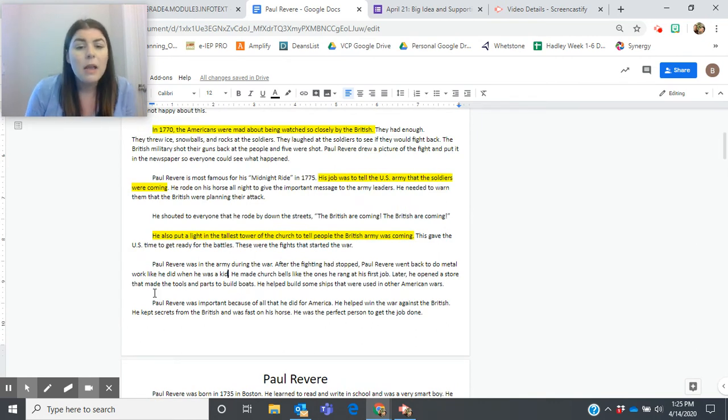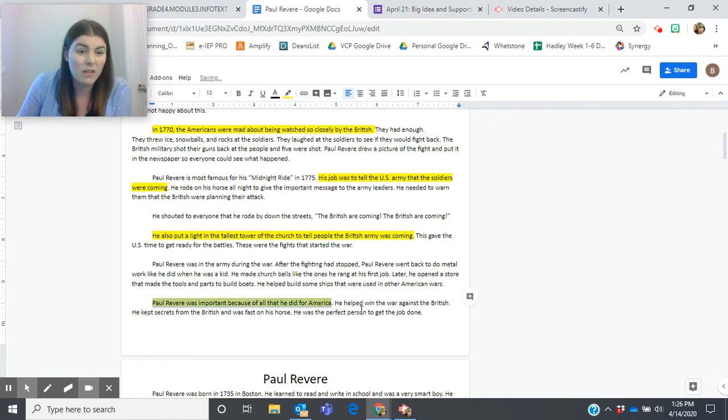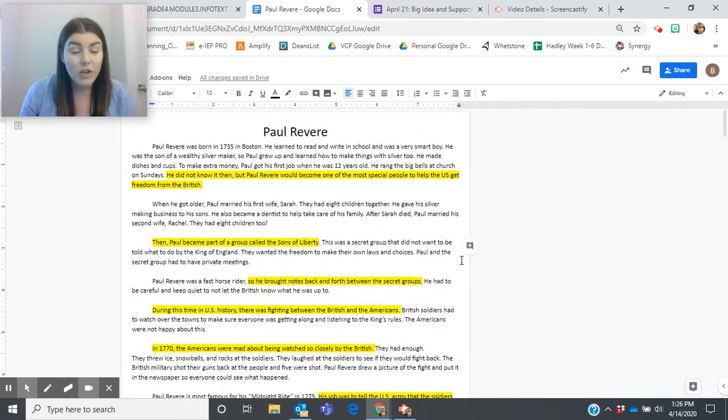Paul Revere was important because of all that he did for America. He helped win the war against the British. He kept secrets from the British and was fast on his horse. He was the perfect person to get the job done. This to me seems like a conclusion paragraph. It's really wrapping the entire text up. When I'm looking specifically, though, this idea that Paul Revere was important because of all he did for America, that is supported by that he helped win the war because he kept secrets and he was fast on his horse. These are all reasons why he was really important and why he was the perfect guy to get the job done.